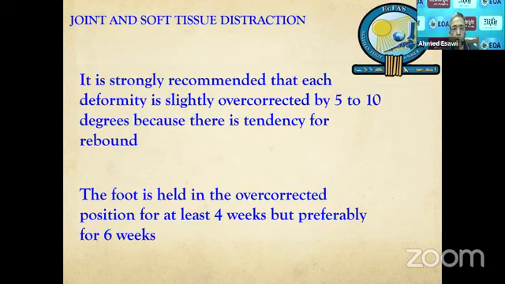It is strongly recommended that the deformity be corrected by 5 to 10 degrees beyond neutral, because there is a tendency for rebound. The foot is healed in the overcorrected position in about 4 weeks, but preferably 6 weeks.